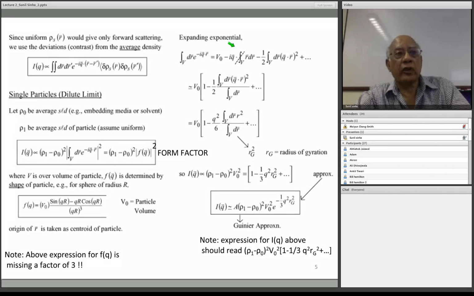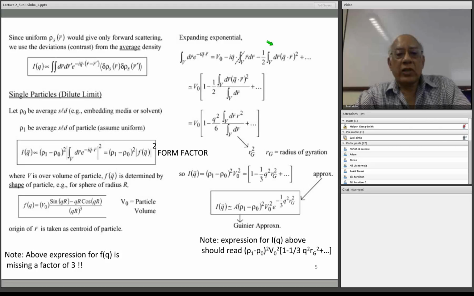But if you take the origin as the center of mass of the volume of that particle, this vanishes by definition, and then you're left with the next term, which is essentially the integral of (q dot r) squared, integrated over the volume of the particle, averaged in some sense, since we're taking this as a constant factor outside.